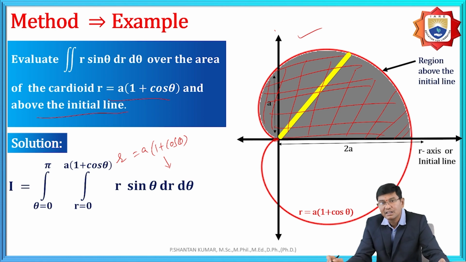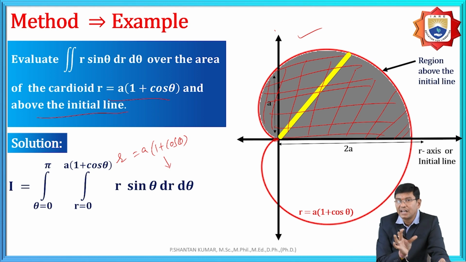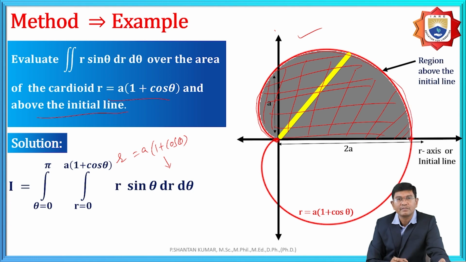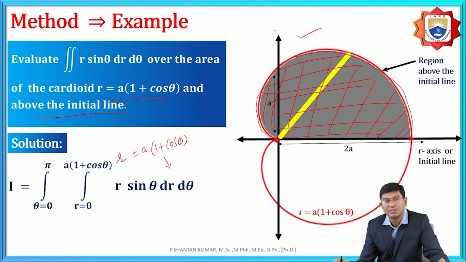The theta angle is the angle between the lower part and the outer part. The lower part is theta equal to 0. That means theta goes from 0 to pi. What is the pi? According to here, 0 and pi by 2 and then pi. That means the angle from the lower part to the outer part is covered. Therefore, the limits are theta equal to 0 to pi.